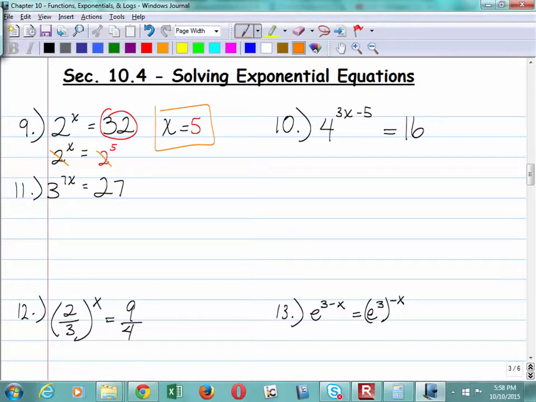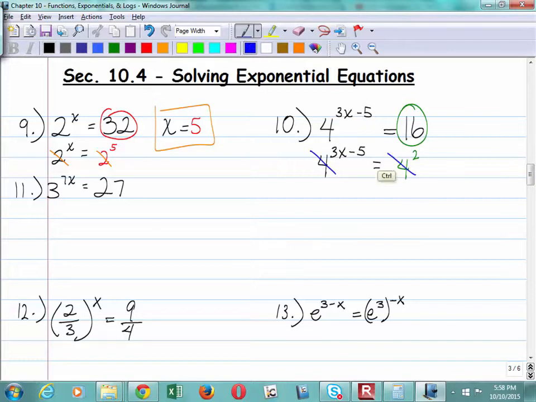Alright, so number 10, we have 4 to the power of 3x minus 5 is equal to 16. So we want to know 4 to what power would be equal to 16. And we know that 4 squared is equal to 16. So we're going to replace 16 with 4 squared and just bring everything else down. So we have 4 to the power of 3x minus 5 equals 4 squared.